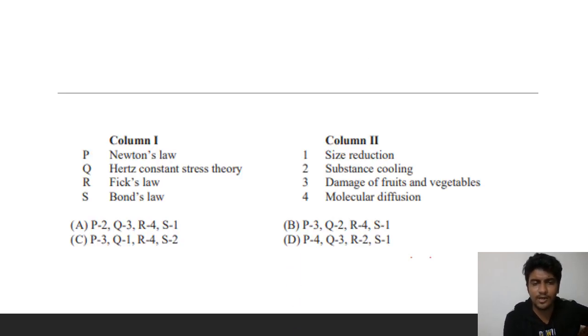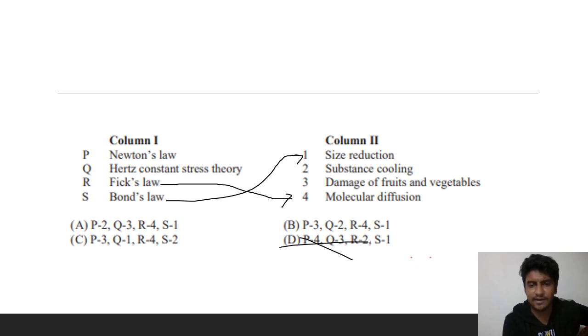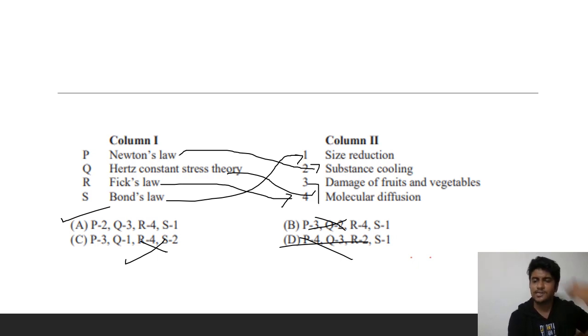Now again a match the column. Here if you know a few things, then it becomes simpler. You know Fick's law is in diffusion. So R with 4, the options having that are eliminated. Now next, you know Bond's law is for size reduction. So S with 1, now this is also eliminated. So it can be either A or B. Next, Newton's law is related to cooling. So P with 2, yeah, there you go. So you eliminate all three options, and Hertz constant is responsible for damage to fruits and vegetables, because it usually leads to ethylene, abscisic acid and hormonal changes. So now your answer is A. A is the right answer.